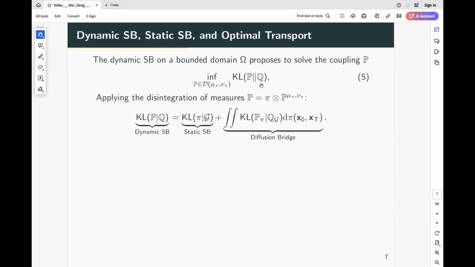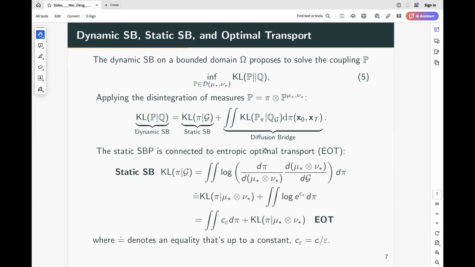process. And we can further project the path space into the product space, meaning if we apply the disintegration of measures, we can decompose the dynamic Schrödinger bridge as a static Schrödinger bridge and a different bridge. If we assume some good estimation of the different bridge, the static Schrödinger bridge is actually seamlessly connected to the entropic optimal transport. So meaning we can leverage the efficient computational tools to help us solve the Schrödinger bridge problem.